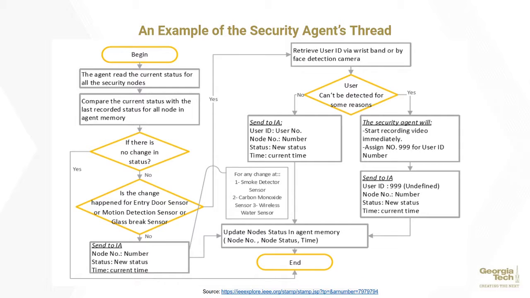These are examples. It sends this information to the butler if something is wrong with the sensors. However, if nothing is wrong with the sensors, it will retrieve user ID via a wristband or by face detection camera. If the user can't be detected, then it will notify the butler. However, if it can detect the user, the security agent will start recording video immediately. It then sends this information to the butler. At the end of any of these scenarios, it will update node statuses in agent memory. It will then end the thread.